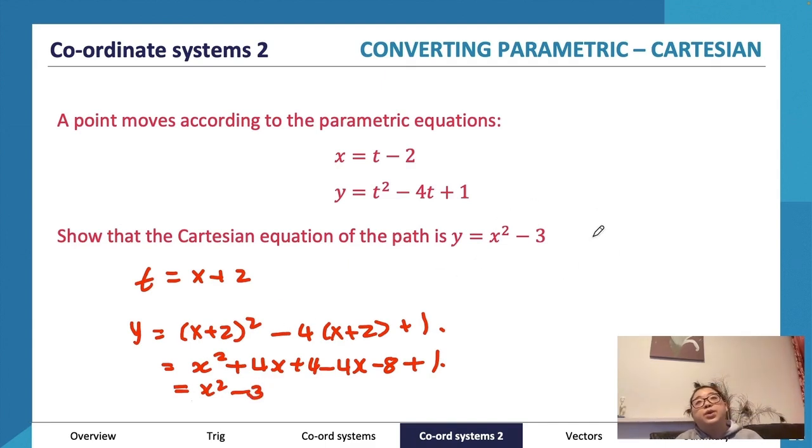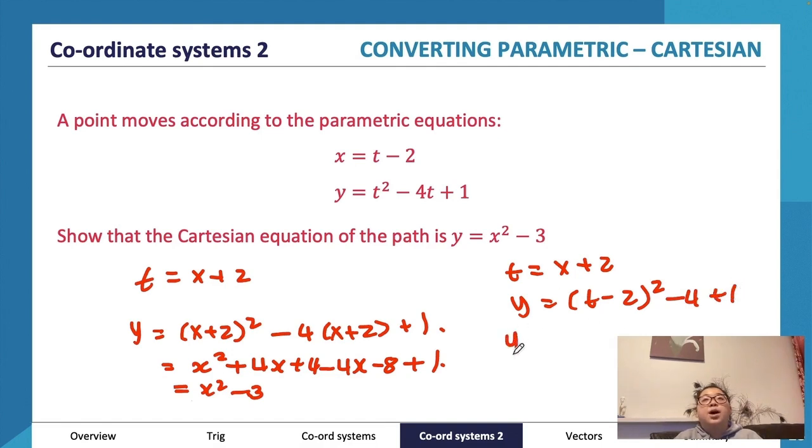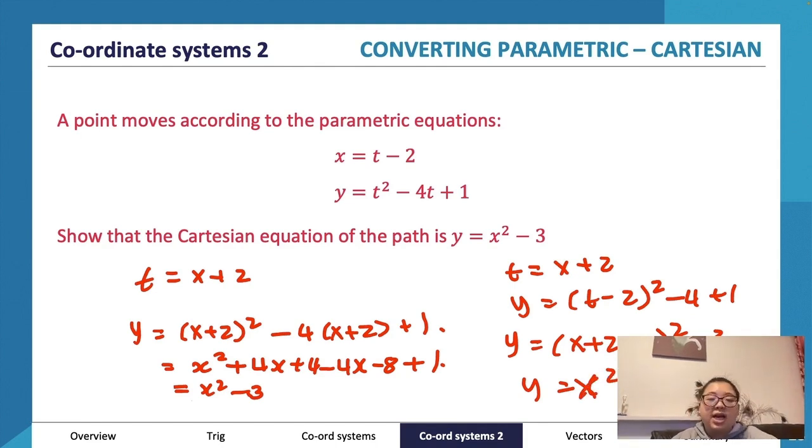Alternatively, another way to do this is you can say t equals x plus 2, and then complete the square on the original. So y will equal (t minus 2) squared minus 4 plus 1, right? So you'll get that y will equal (x plus 2 minus 2) squared minus 3. So y will equal x squared minus 3. So same thing. Either one is fine.